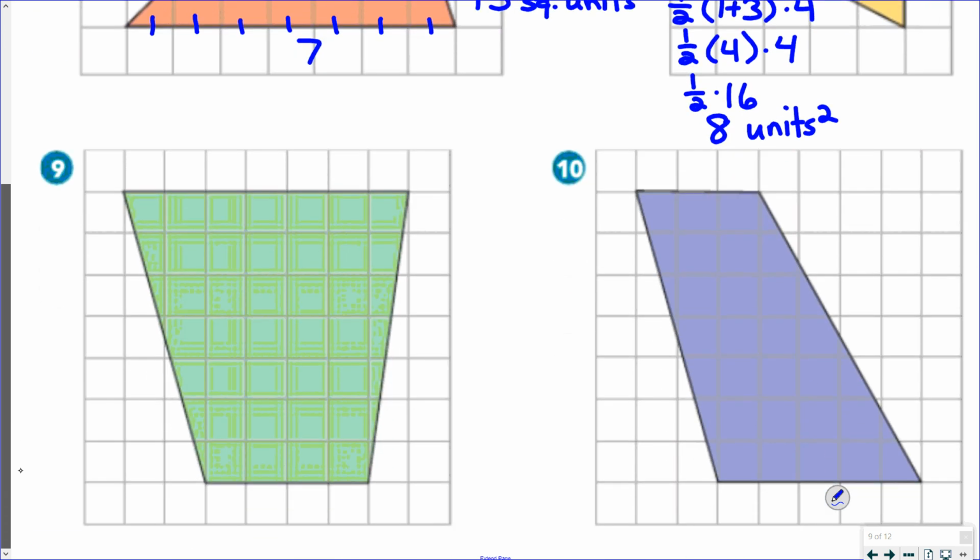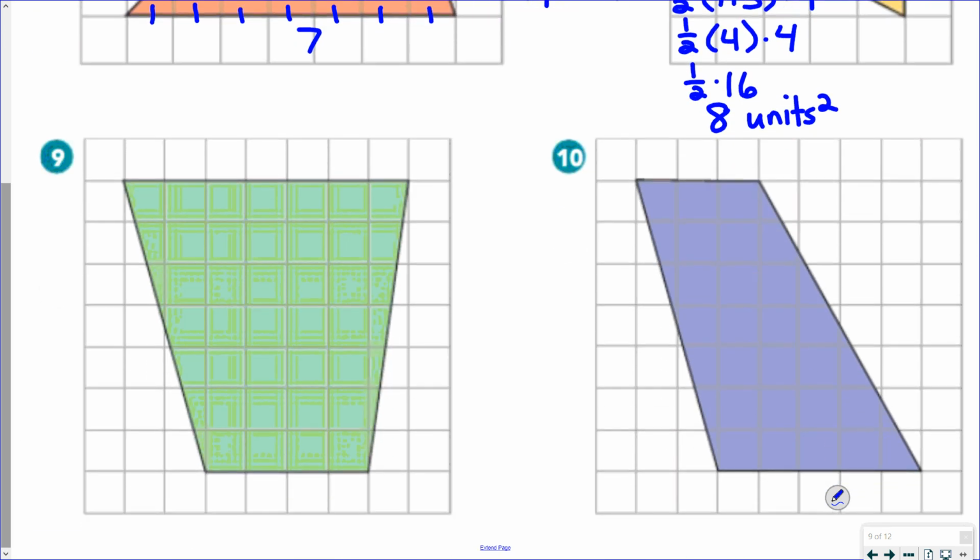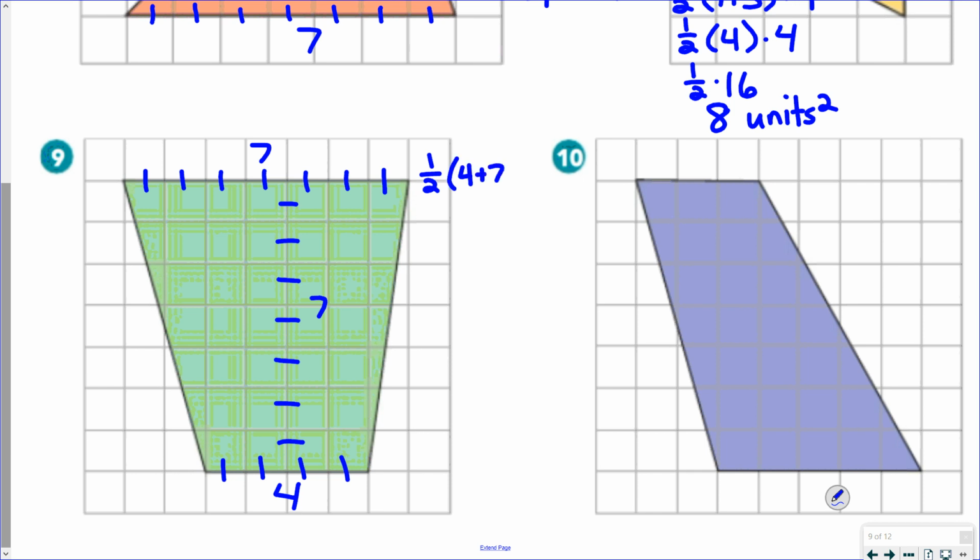Number 9, we want to find the base. 1, 2, 3, 4, 5, 6, 7. 1, 2, 3, 4. And then the height. 1, 2, 3, 4, 5, 6, 7. So 1/2 of 4 plus 7 times 7.